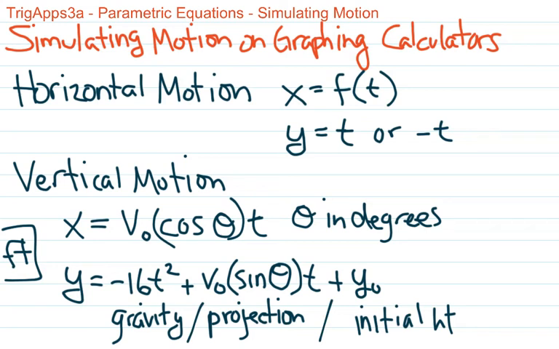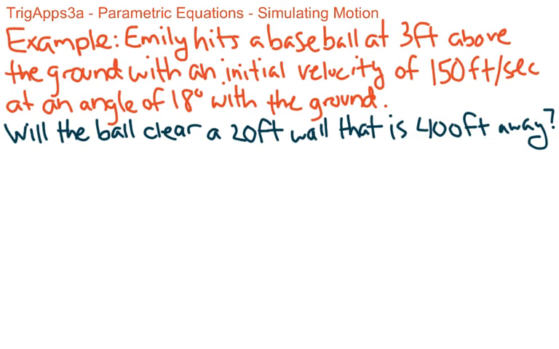So in essence, the actual equations are fairly simple because they're based on trigonometric stuff you studied already. But when we try to graph them and see the motion on the calculator, we have to be really aware of the window settings that we put in there. So I'm going to help you understand a little bit how to do that with this next example. And so here it is. Emily hits a baseball at 3 feet above the ground with an initial velocity of 150 feet per second at an angle of 18 degrees with the ground. We're going to find out if the ball will clear a 20-foot wall that's 400 feet away.